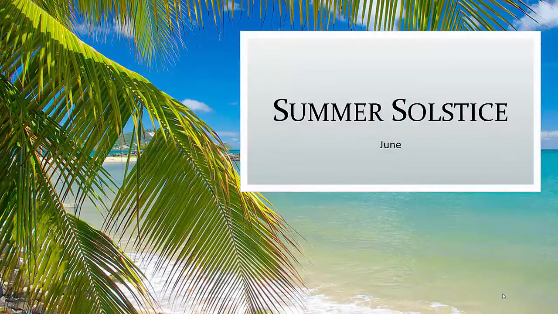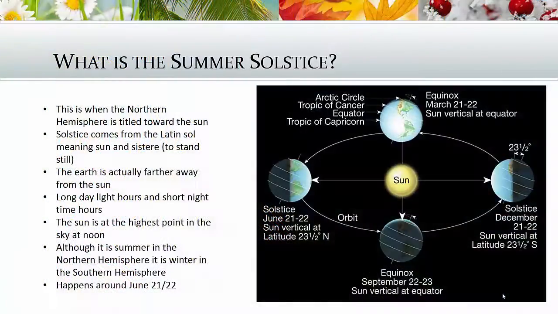Summer solstice. So, what is the summer solstice? This is when the northern hemisphere is tilted toward the sun. Some people think the reason why we're experiencing summer is because we're closer to the sun, when actually we are farther away from the sun. Solstice comes from the Latin sol, meaning sun, and sistere, meaning to stand still.